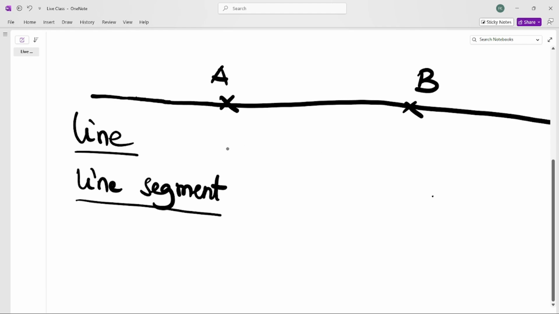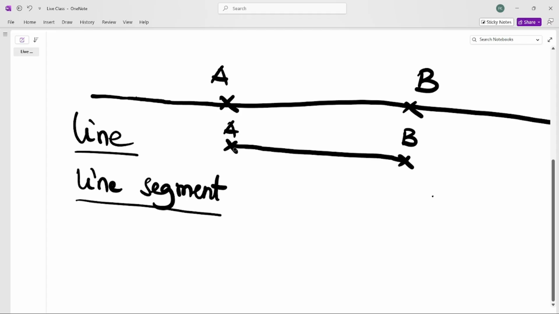Now, what is a line segment then? A line segment is just a portion that joins the 2 points. So when you are drawing a line segment, you don't go beyond the point. You join point A to point B like this. That's all. The first one is a line, a straight line altogether.